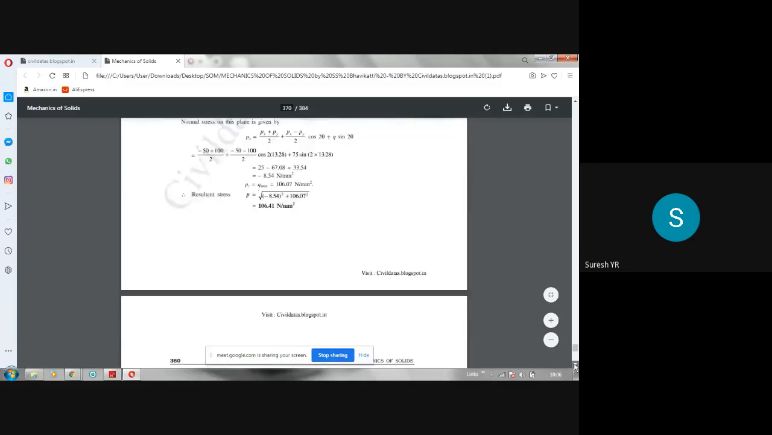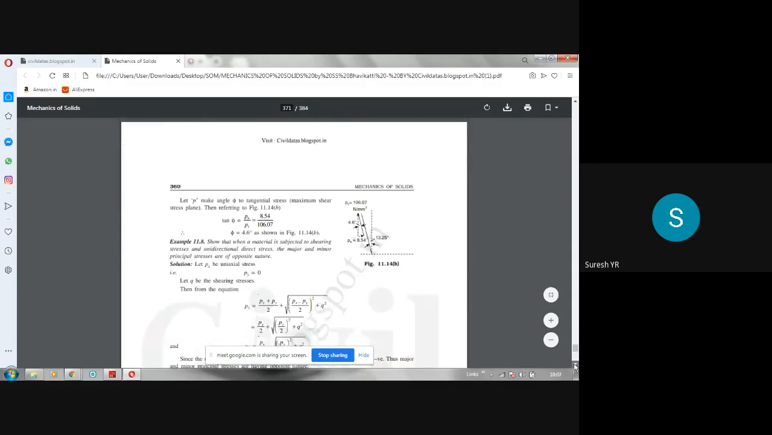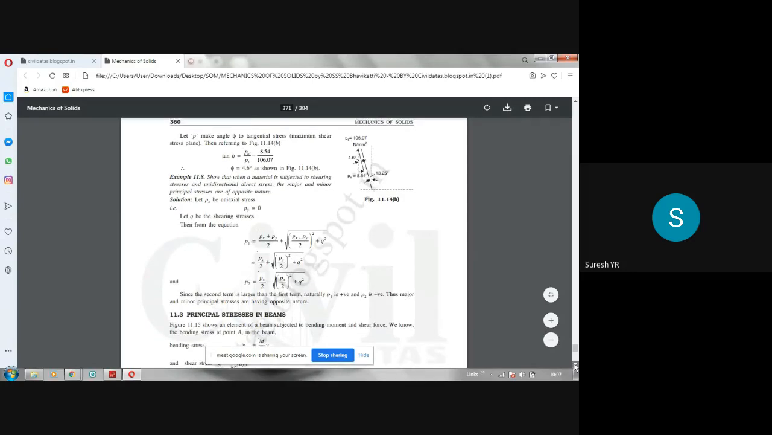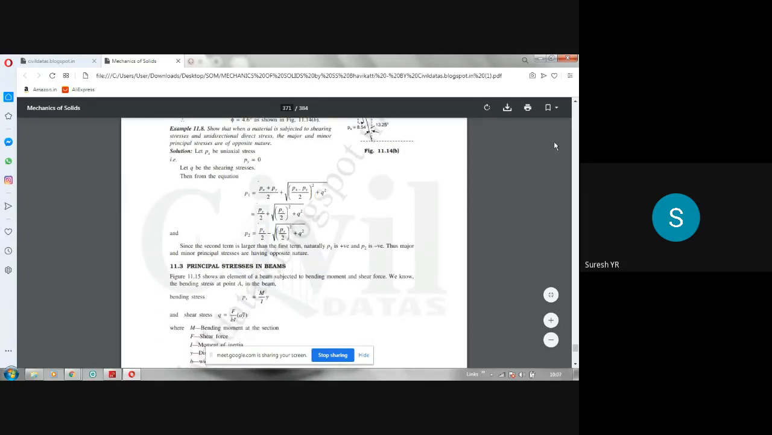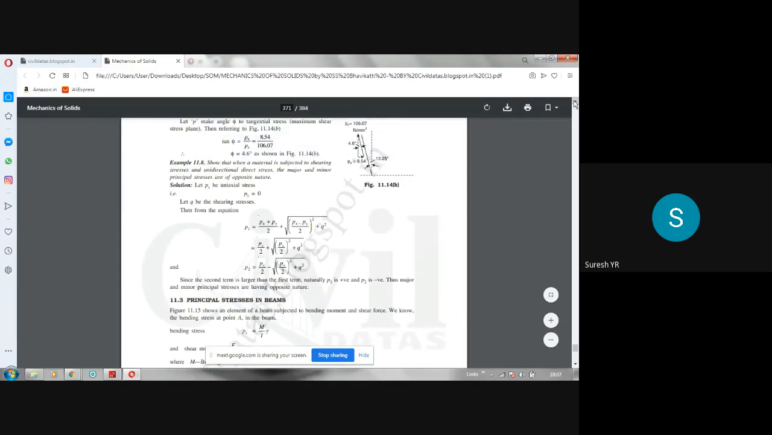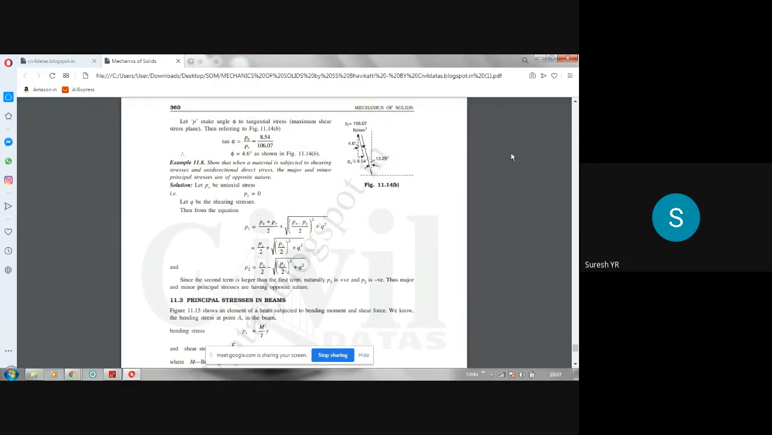Next, let us see what I have to do. I think from here onwards, I have to take it. Yeah. This problem, 11.8, simple problem. Show that when a material is subjected to shearing stresses and unidirectional direct stress, the major and minor principal stresses are of opposite nature. So very simple.